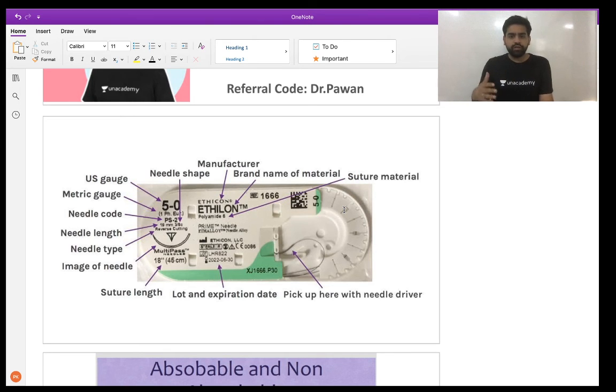I will not be covering the different types of knots, that is the horizontal mattress, vertical mattress, simple sutures, continuous sutures. I will not be covering that. But the rest of everything about sutures I will be covering in this session.